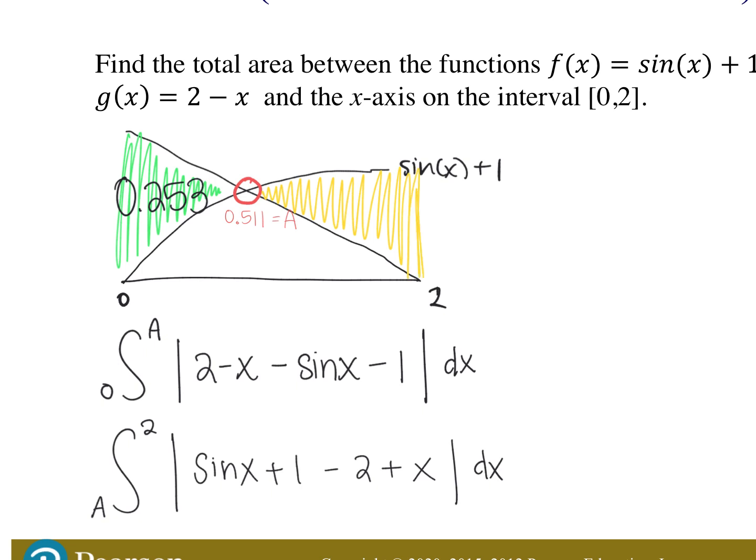And then who's got that one? 1.669. Anybody confirm that? And then add those two together. You could also use y1 and y2. If you don't like to do, you could do y1 minus y2 and y2 minus y1. You could do it that way also. Okay? That's how you do two graphs at the same time.